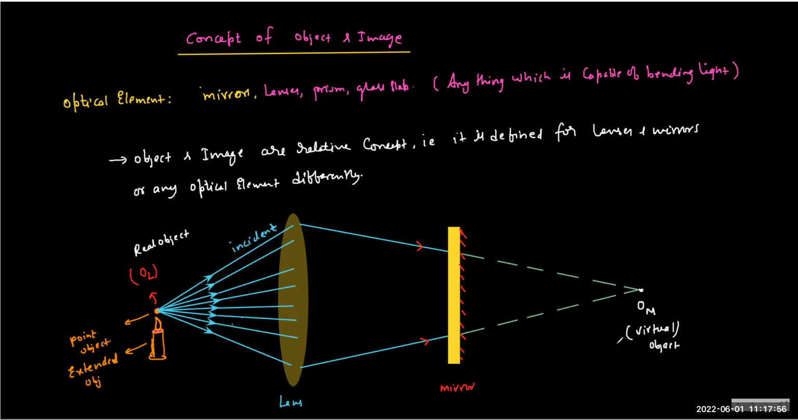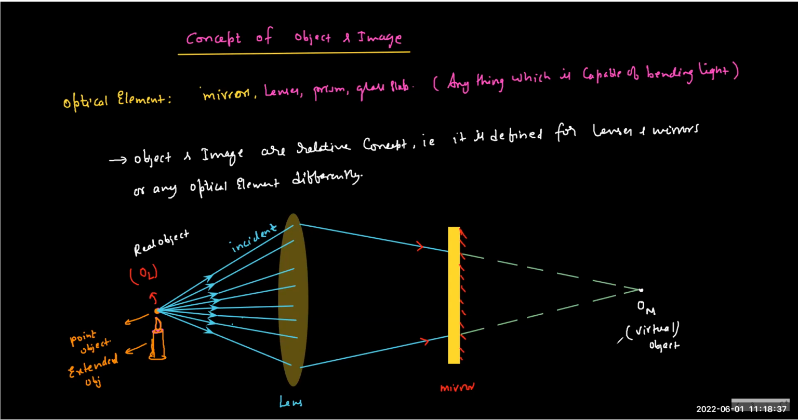What we need to realize is that it is the incident ray which decides the object position, and it is different for different optical elements or instruments. Here the mirror and lens are the optical elements, and they face different light rays as incident rays, and therefore there is no absolute definition of object. You can see the object of the mirror is on the right side, whereas the object of the lens is on the left side. Is this clear? Yes.